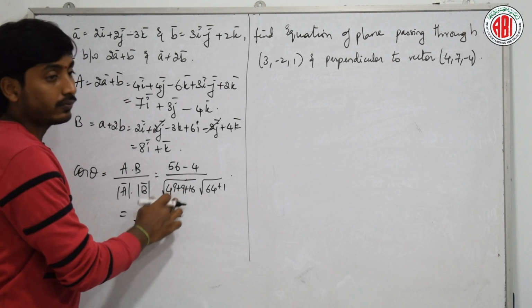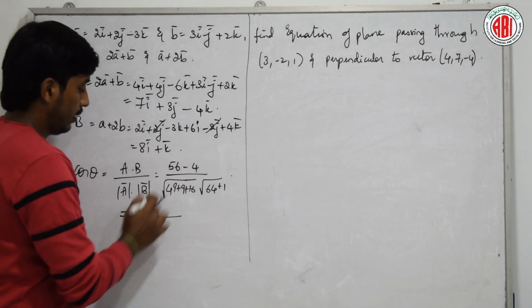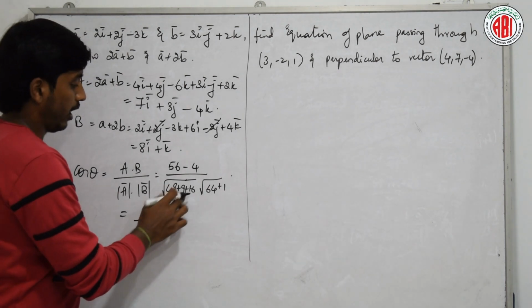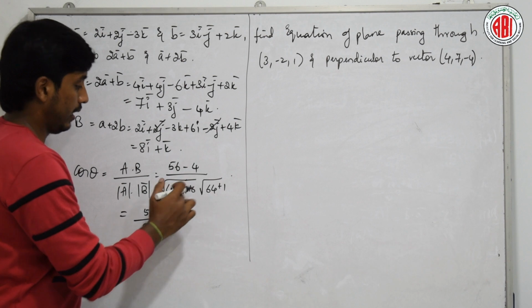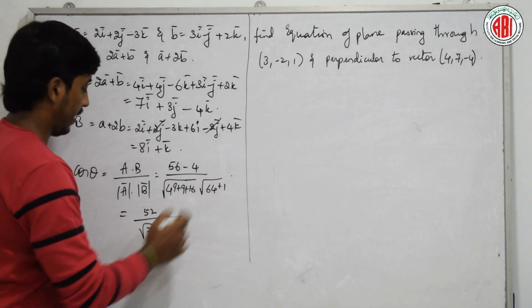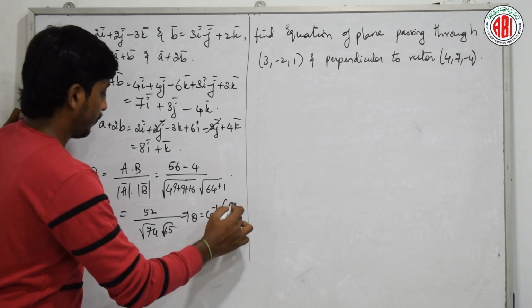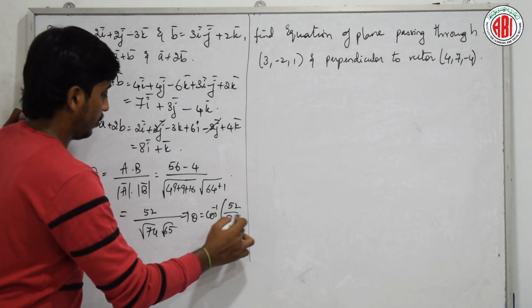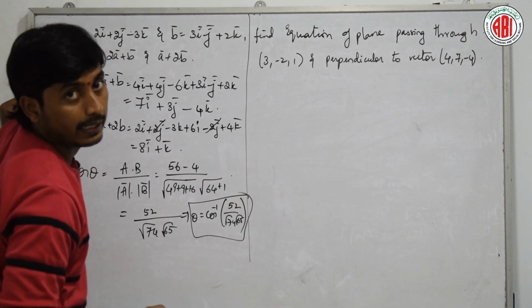16. How much is it? 49. It is under root 49, 58 and 68, 74 into root 65. That is nothing but theta is equal to cos inverse 52 by root 74 root 65. This is my answer, isn't it?